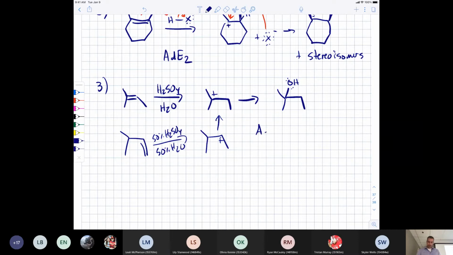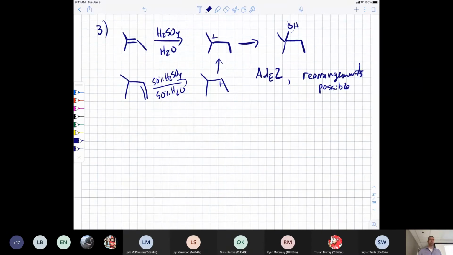So this is also ADE2. There are rearrangements possible. Okay. We have carbocation, so rearrangements like you see in the bottom case. We have Markovnikov addition, so the hydrogen goes to the less substituted side, OH to the more substituted side. Very similar to the previous reaction, very similar to the previous mechanism. And so it gives you a Markovnikov product that may have rearrangements.